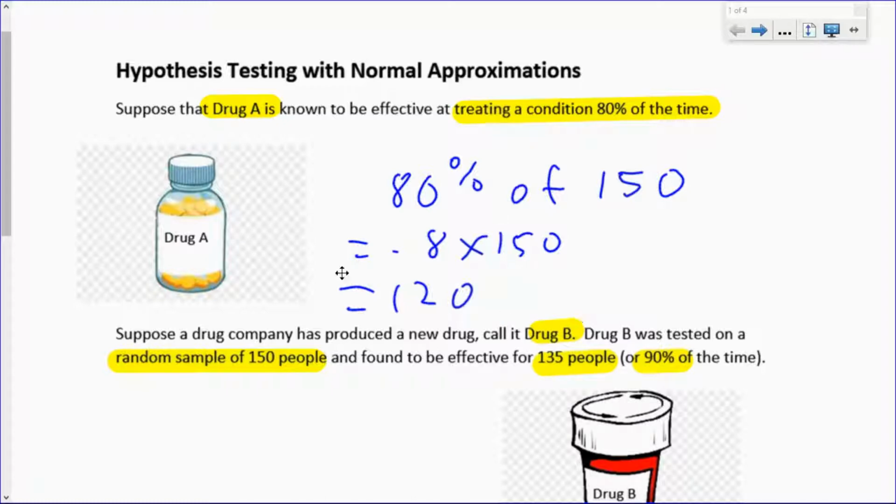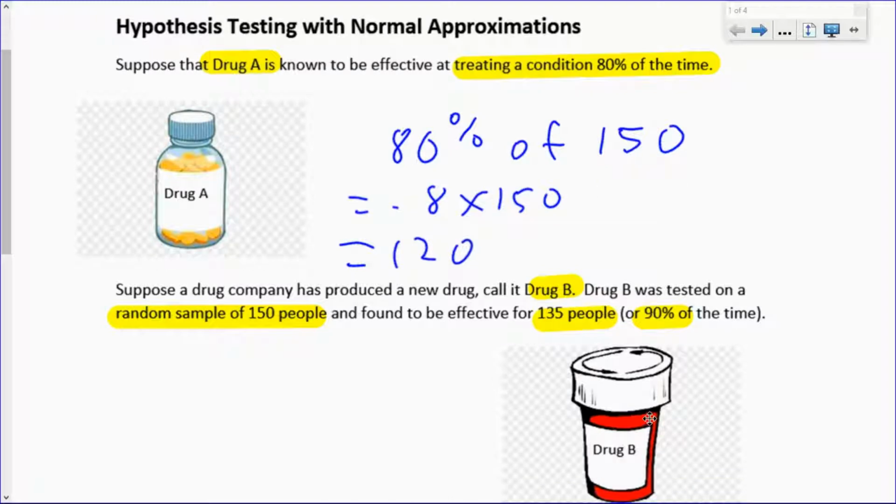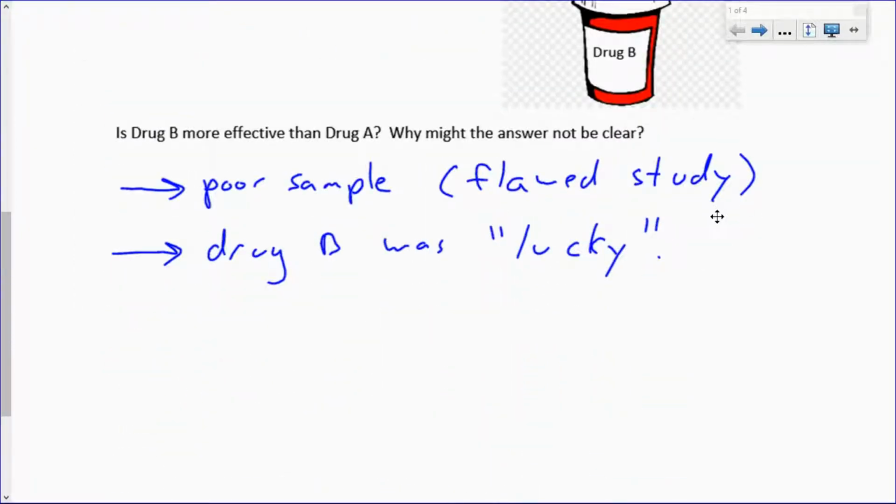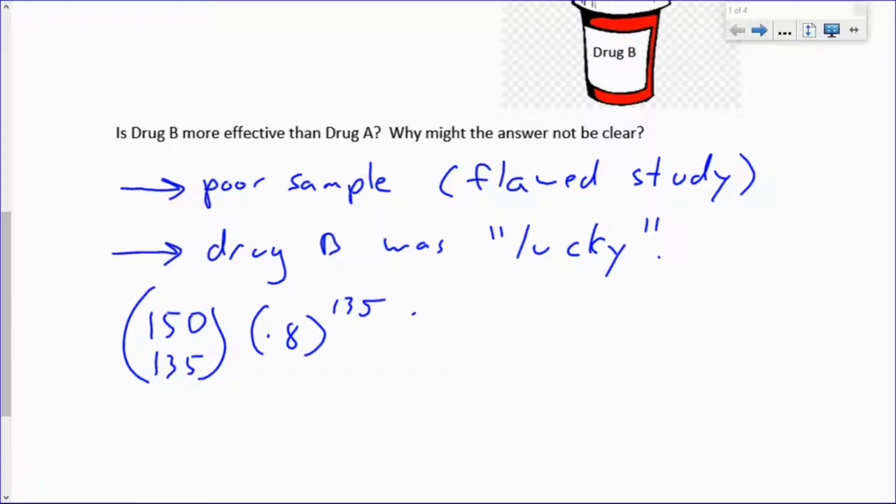So in a way, what we're doing is we're assuming that drug B is exactly the same as drug A. And what are the chances that drug B just got lucky? One calculation we can do for drug A: what are the chances that drug A cures exactly 135 people? The chances would be 150 choose 135, times 0.8 to the power of 135 times 0.2 to the power of 15.